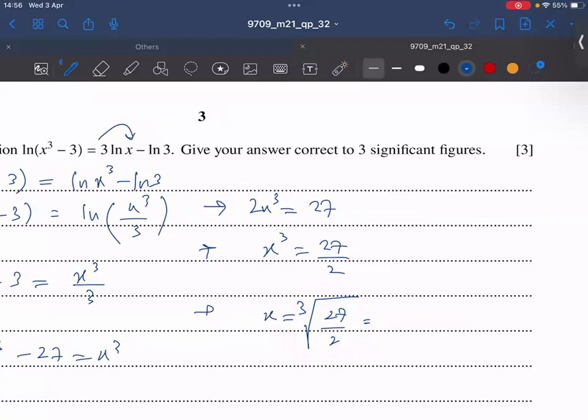Okay. Just wait a minute. The answer is 2.438. You're just going to write down 2.44. I will also tell you the answer from the marking scheme. Please wait.